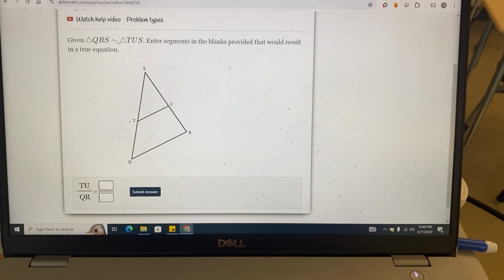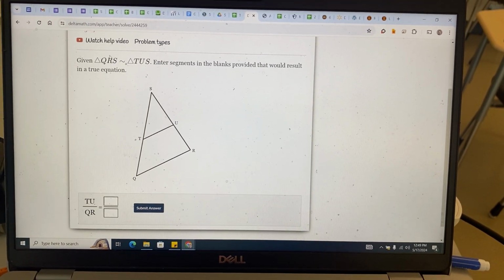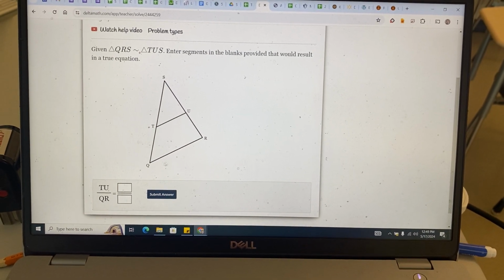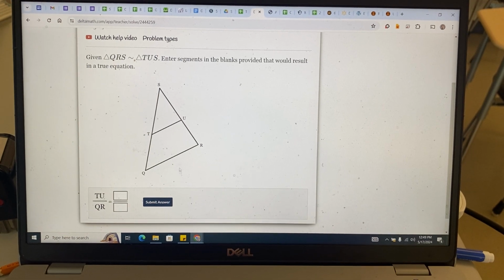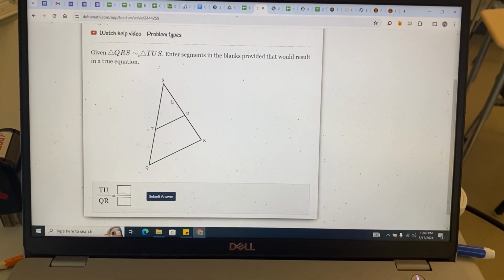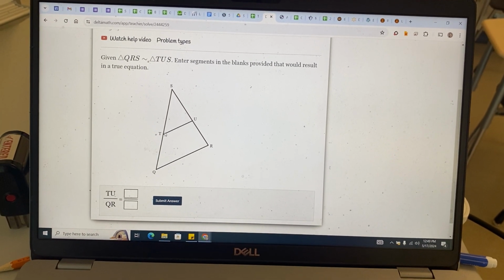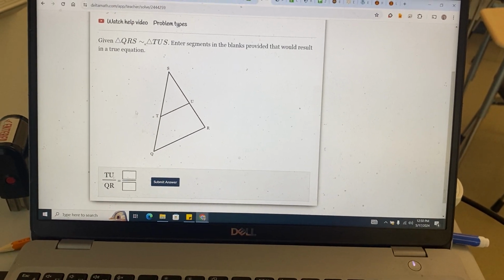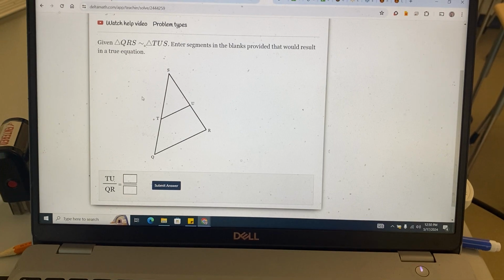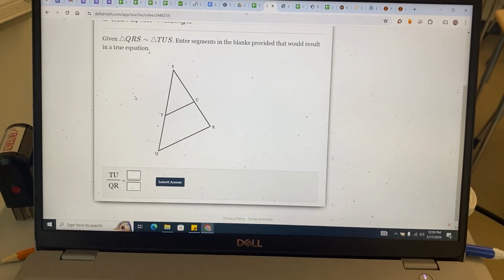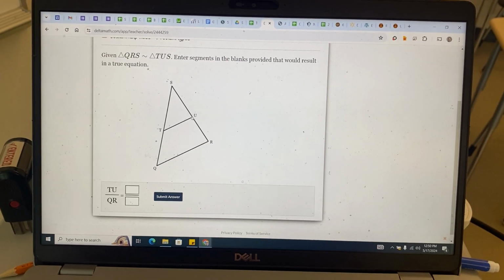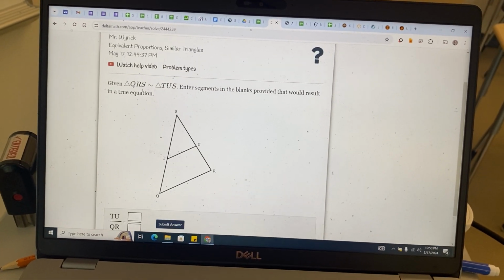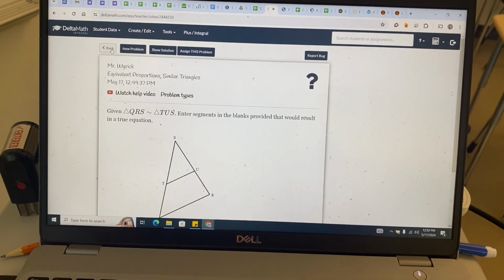Here's TU right here. TU is the first two letters here, so I know that that is QR. That matches up, TU to QR. So then I would say something like ST for the small triangle and SQ for the big triangle. You just have to match it up in the same way that the stuff they give you matches up. In this case, they gave me the bottom of the small triangle and the bottom of the big triangle, so I could pick either the right or left side and it would be just fine.